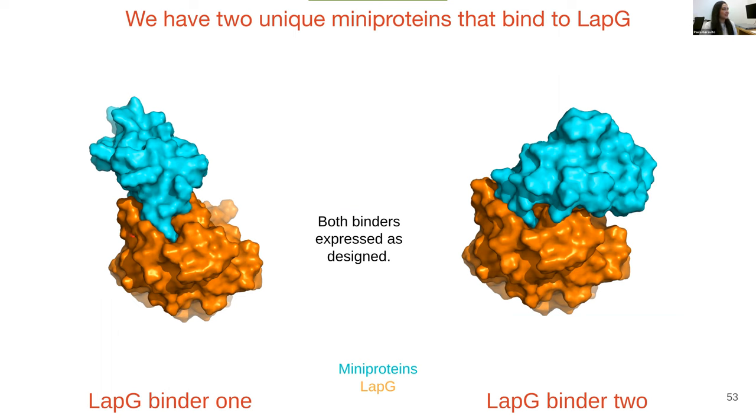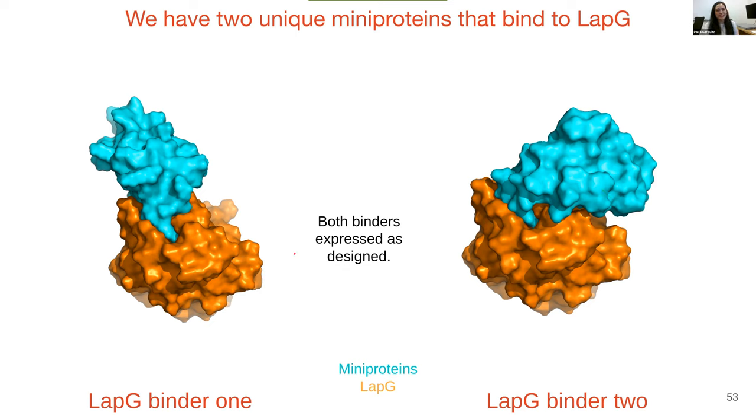So just here, this is the mini protein, this is LabG. The tryptophan is right here. The tryptophan is right here. It's also nice to see the diversity. They are built differently, and that was also exciting to see.